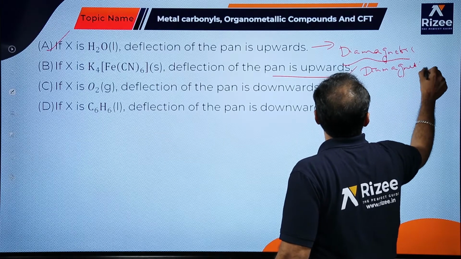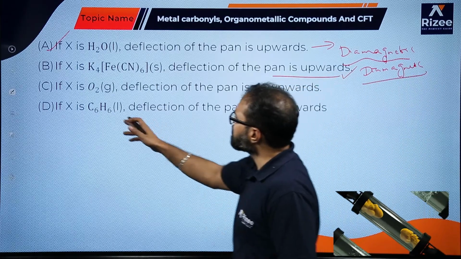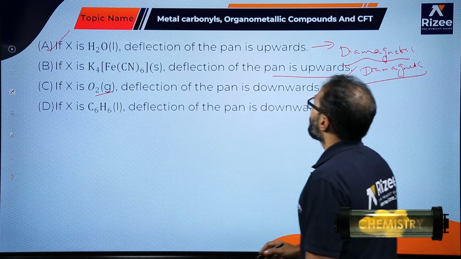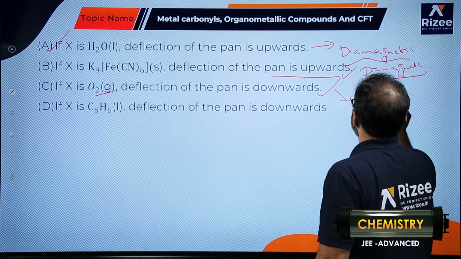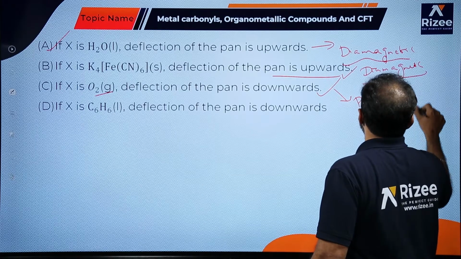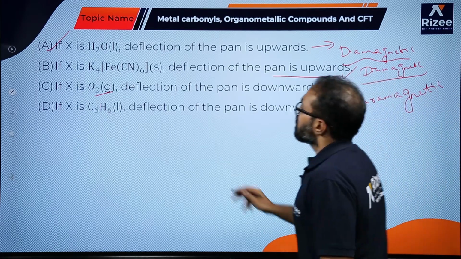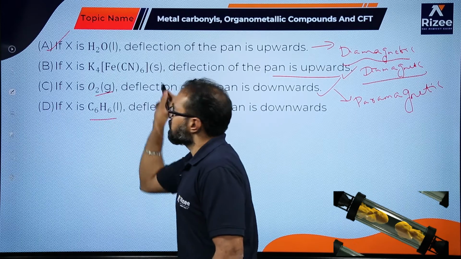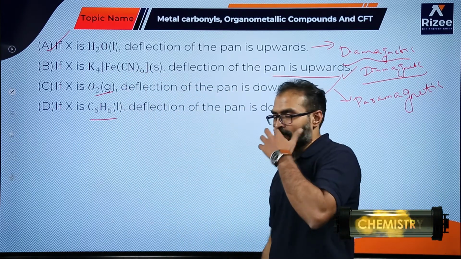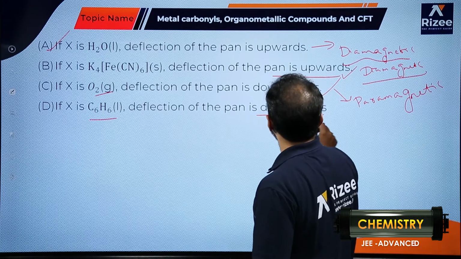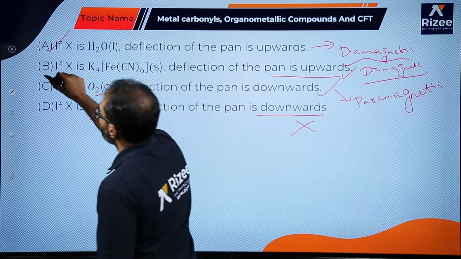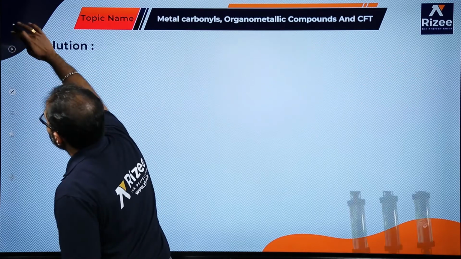What about the third one? If X is H2O2, deflection of pan is downwards. It is correct. It is a paramagnetic species. If X is C6H6, benzene, it is a diamagnetic species. Deflection of pan is downwards. Wrong. So what are the answers? A, B, C are the answers. Now see the next question.